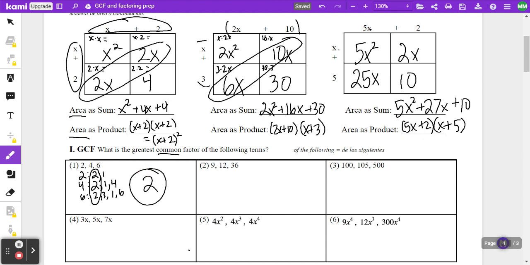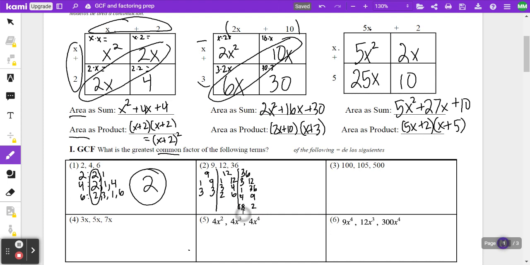Let's do another one. I'll write this in a different format. Factors of 9: 1 times 9 is 9, 3 times 3 is 9. Those are all the factors. 12: 1 times 12 is 12, 3 times 4 is 12, 2 times 6 is 12. I think that's it. 36: 3 times 12 is 36, 1 times 36 is 36, 4 times 9 is 36, 18 times 2 is 36. I could continue, but I don't need to.